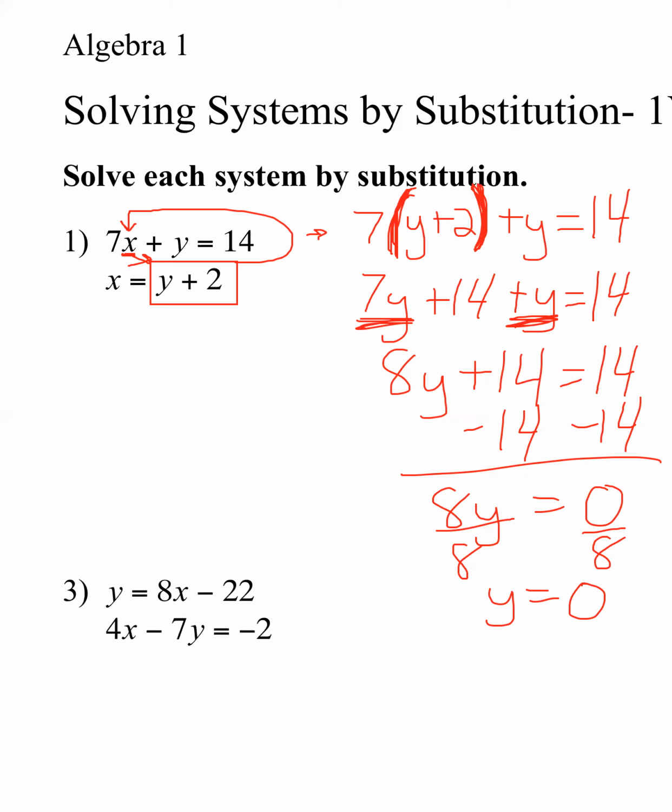If you remember from all the days that we spent graphing, our answer to a systems problem was always an ordered pair, an x comma y, right?